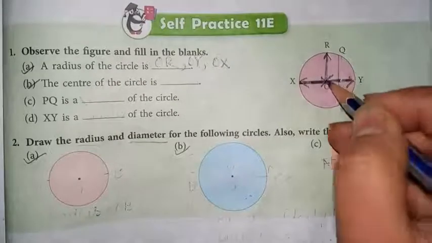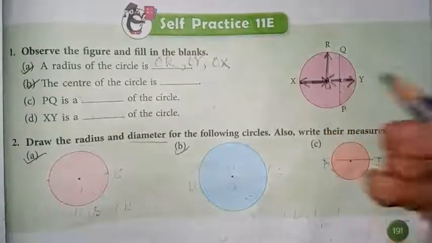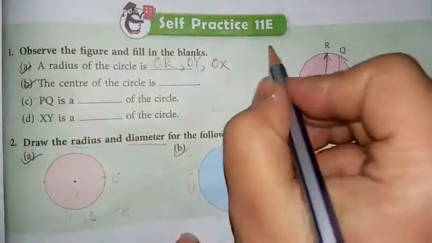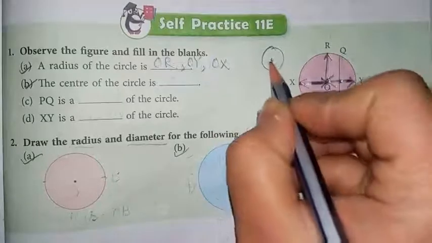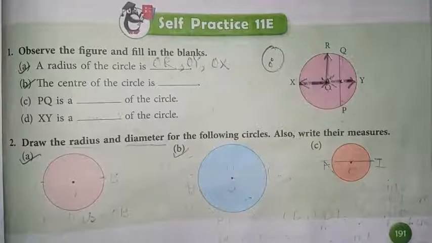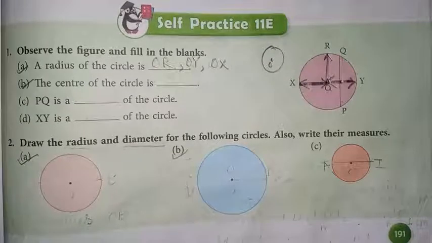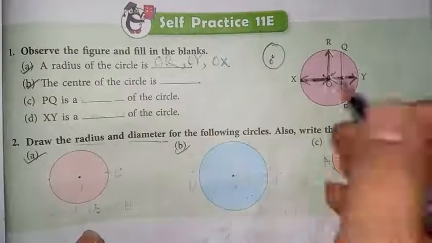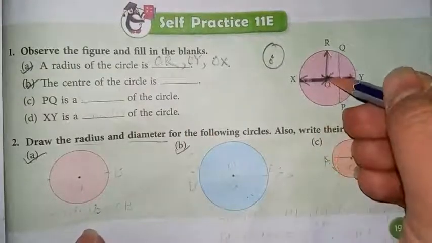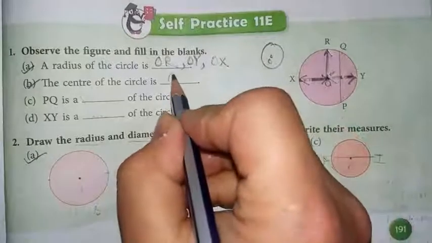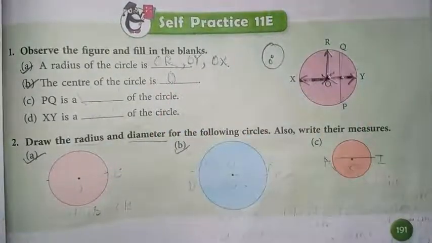The center is O here. Remember, every time you should give a name, the center with O only. This will help you to understand. The point O is the center of a circle. What is the center of the circle? The center of the circle is one only. I have already told you that there will be only one center. So the point O is the center of the circle.